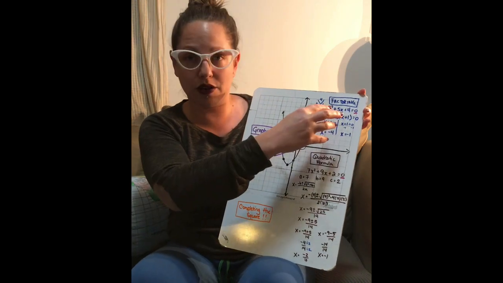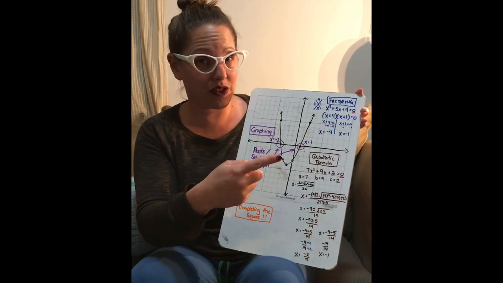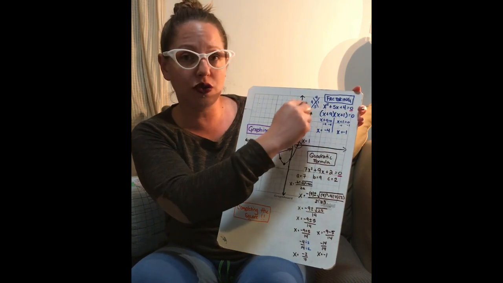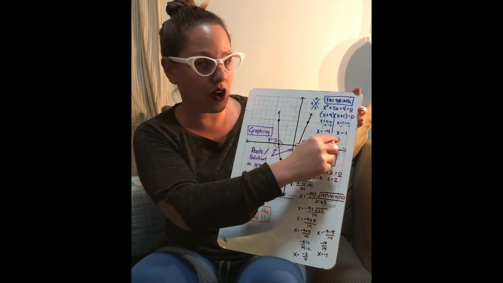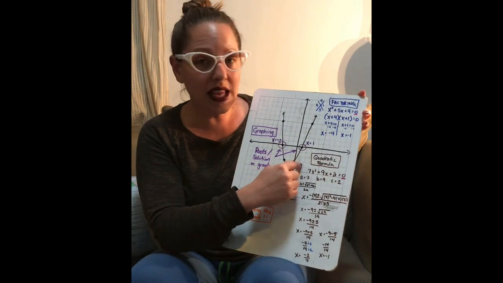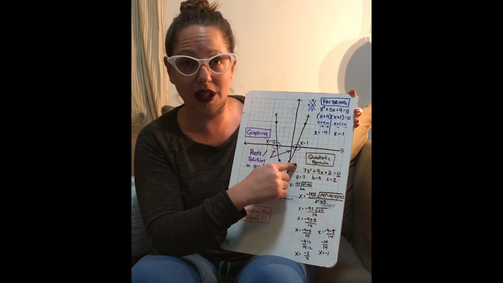Then we learned the factoring method and the master product factoring method. So that's the one that you learned last week. And that's where you factor using the x game, split and solve. And again, you're still finding the roots where it crosses the x-axis. Then last week, you learned the quadratic formula.